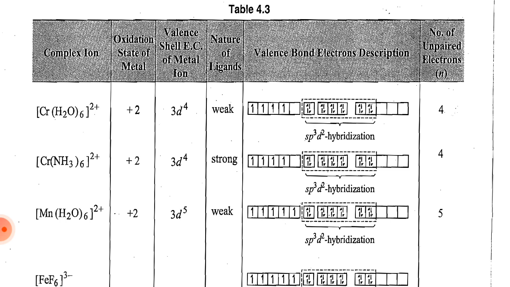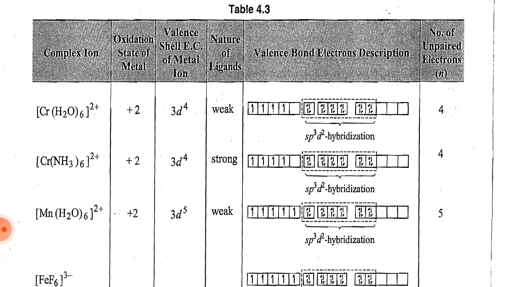Next, [Cr(NH3)6]2+. Chromium will show +2 oxidation state and 3d4. Ammonia is a strong field ligand. So in the valence bond description, chromium in its 3d orbital will show 4 unpaired electrons. Then ammonia will give 12 electrons, so it will form sp3d2 hybridization. The number of unpaired electrons will be 4.